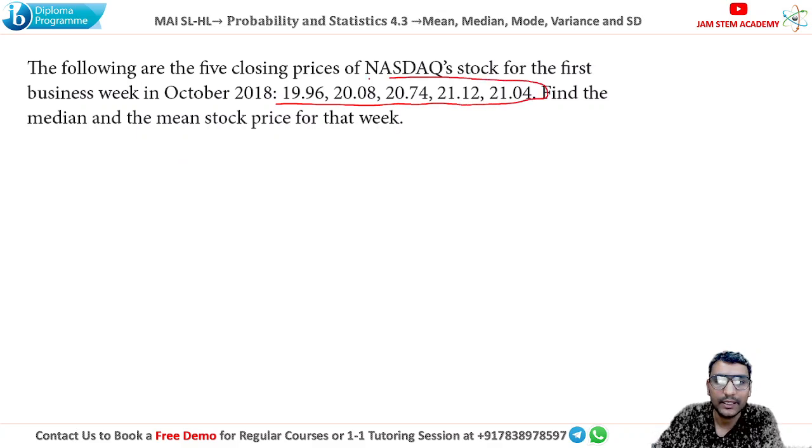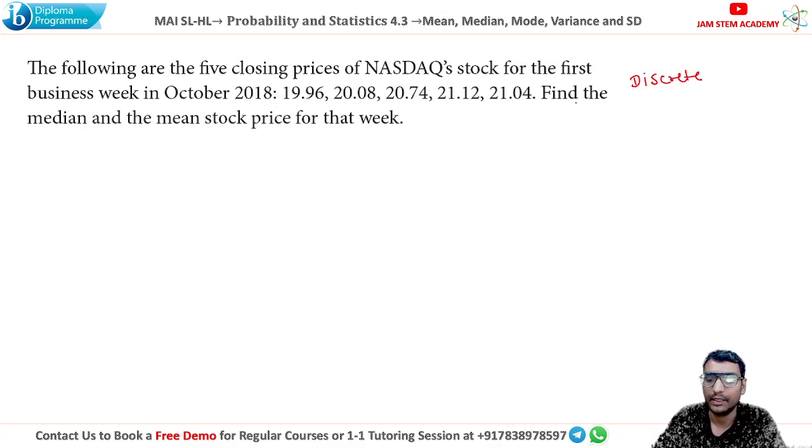Let's first arrange this data set in ascending or descending order. Then the middle value will be our median value. And for the mean, we can add up all the data and divide by the total number of terms to get the mean, right? And this is for the discrete data set. Okay, discrete data. Now the solution.